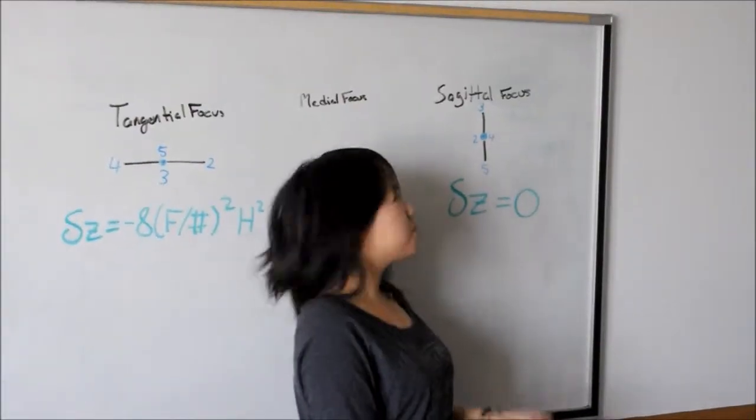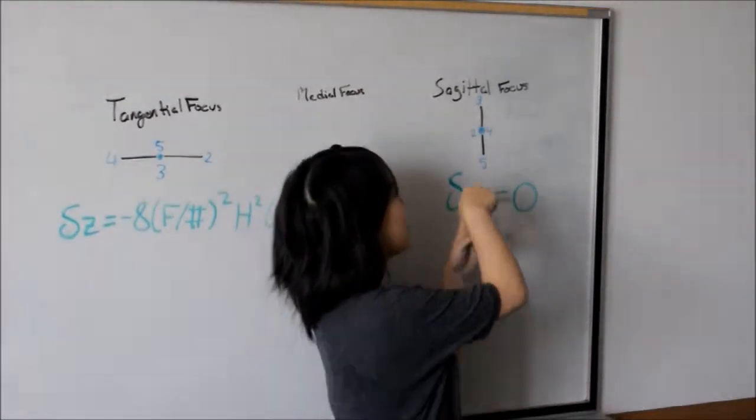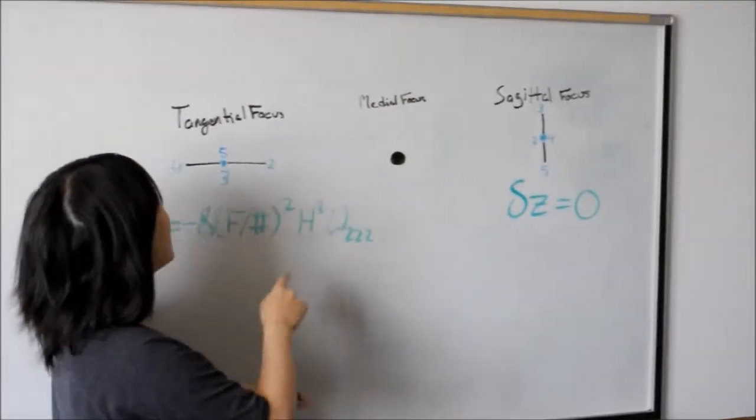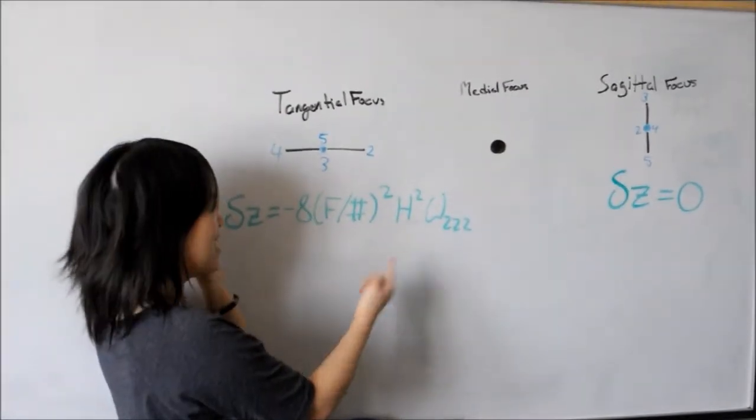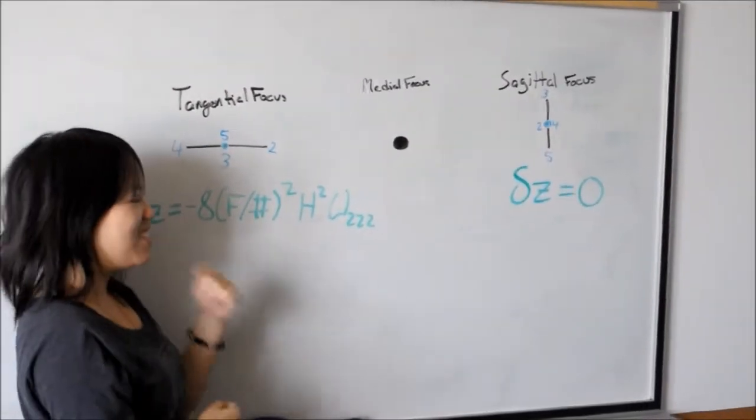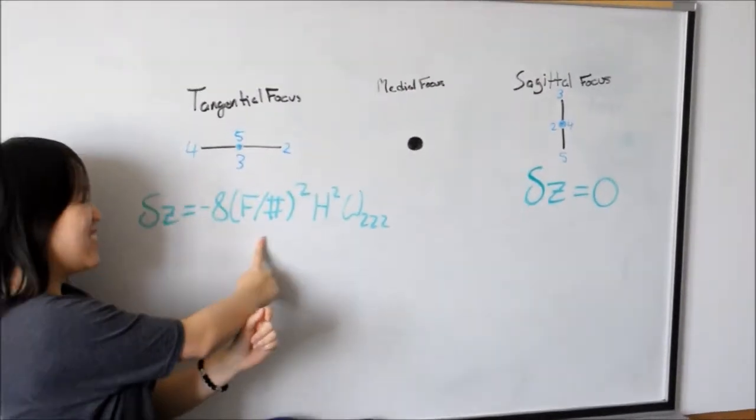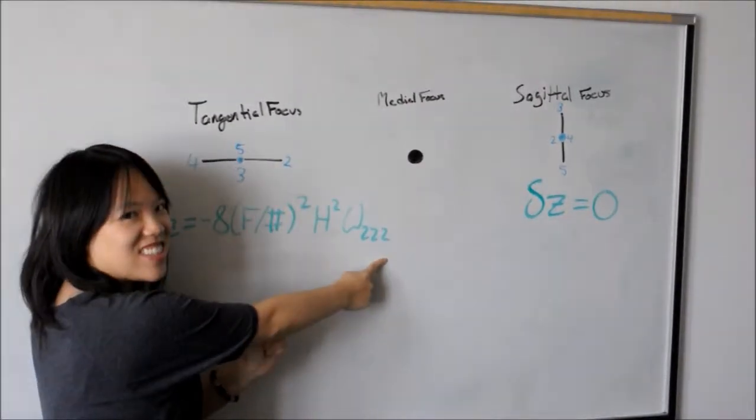At sagittal focus, points 2 and 4 were brought to focus, while 3 and 5 defined our line. And at tangential focus, points 3 and 5 were brought to focus, and 2 and 4 defined our lines. And then we determined the distance between the 2 foci.